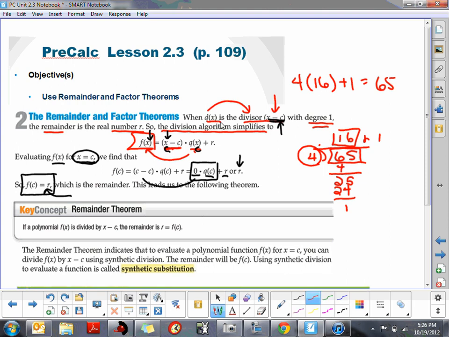The remainder theorem says if a polynomial f(x) is divided by a linear factor x minus c, the remainder that you would get is the same as if you evaluated the function at the related zero to x minus c. The remainder theorem indicates that to evaluate a polynomial function f(x) for x equals c, you can also divide f(x) by the related factor x minus c using synthetic division. The remainder will be f(c). Using synthetic division to evaluate a function is called synthetic substitution.